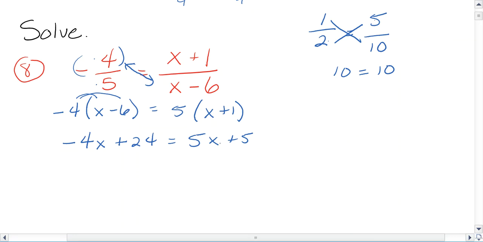And now, using your solving skills, subtract a 5x from both sides and subtract a 24 from both sides. That would give me a negative 19. And then divide both sides by 9. So the answer would be 19/9. I can leave that improper, but I would reduce it if possible. So now you have the knowledge you need to finish 1.2 on your summer packet.